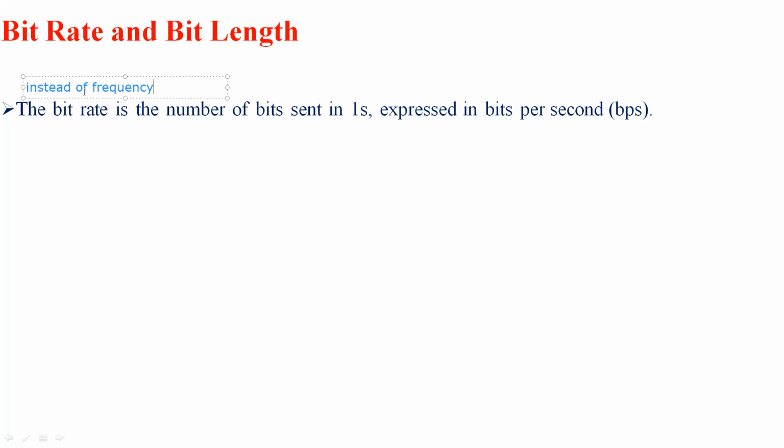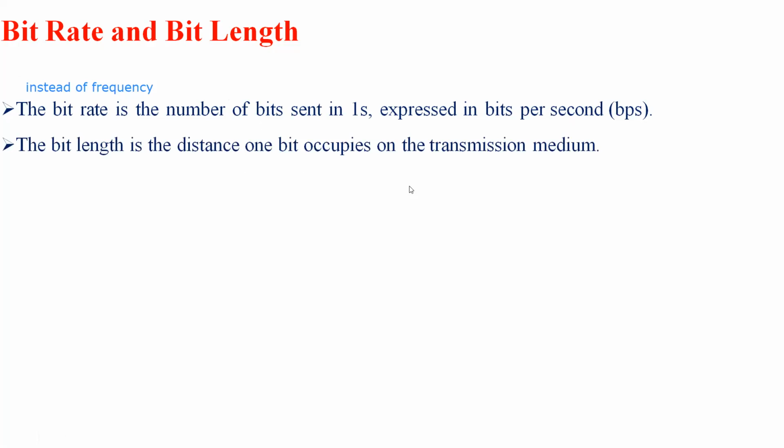So bit rate is used to describe the digital signal. Another term, bit rate, instead of frequency, is used to describe digital signals. Bit rate is the number of bits sent in 1 second, expressed in bits per second.